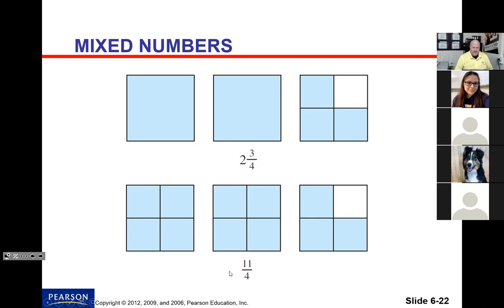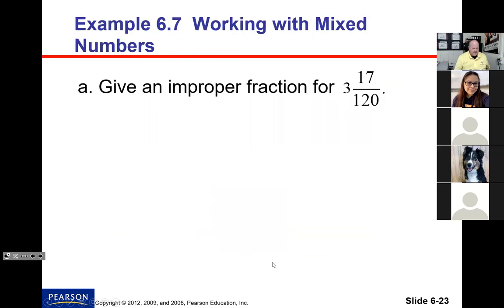Okay, here's what I want you to do on the next one. There it is on your screen. 3 and 17/120. What I want you to do, and you can do this with your calculator, I don't care, you've still got to be able to know how to do it. I want you to change it to an improper fraction. So the method I just had up on the board before with the little arrows, that works. You can do anything you want. Just take a minute to do that.